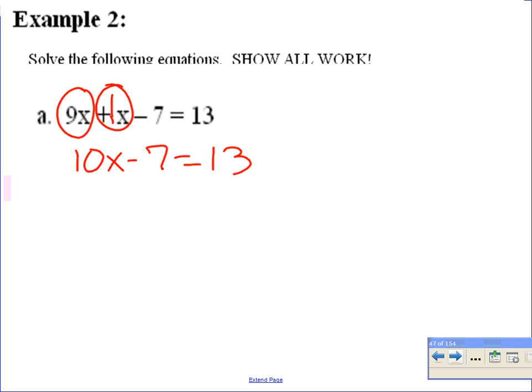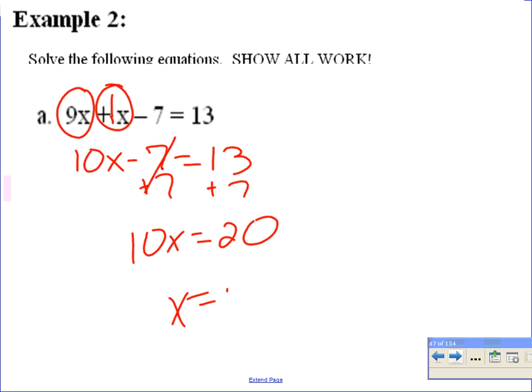Jeremy, how do we get the 7 to the other side? Good. Add 7 to both sides. So we have 10x equals 20. Divide by 10. Matt, what's the answer? Awesome. All right, so there's a very, very basic example of a multi-step equation. Questions on that one? Charles?